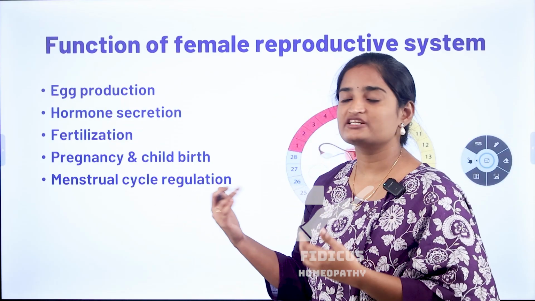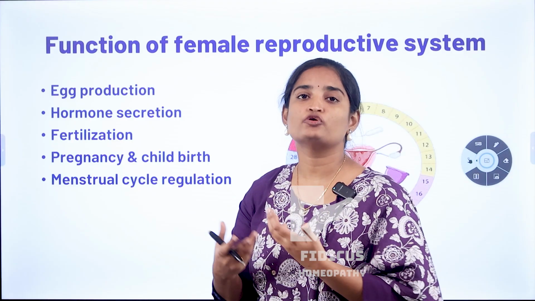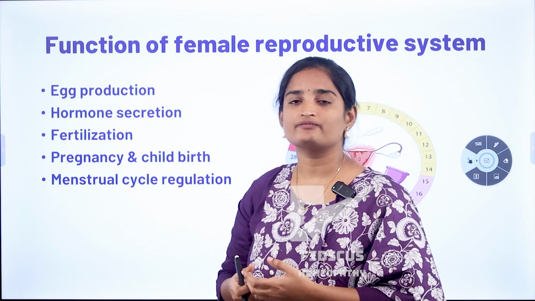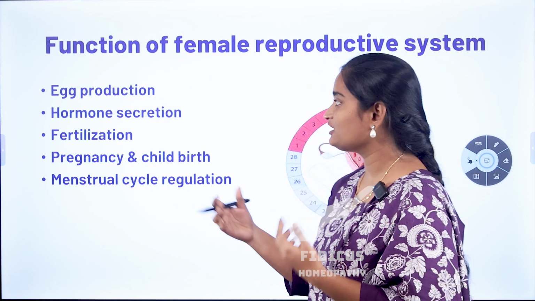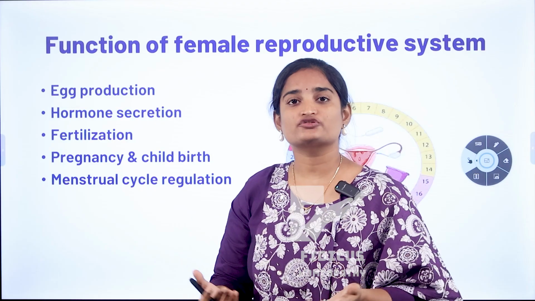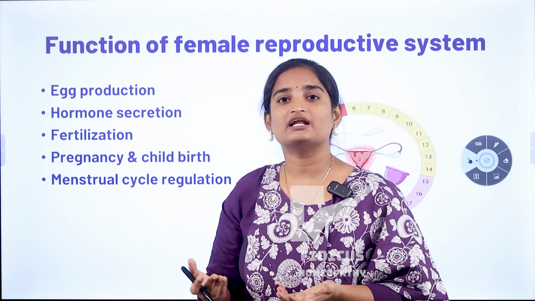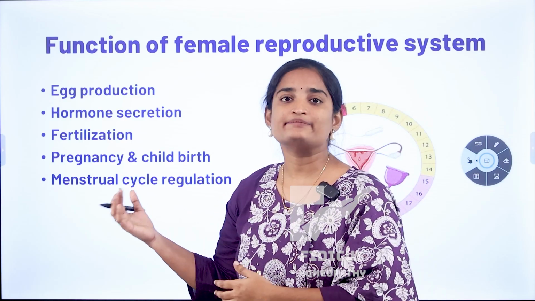Now coming to the function of the female reproductive system. The female reproductive system is one of the vital systems in our body. It helps in ovulation, which means the ovaries release eggs during each menstrual cycle. So it helps in egg production and also hormone secretion. Ovaries are the main organ to secrete hormones like estrogen and progesterone. These hormones help in the maintenance of overall female health and menstrual health, and also help in pregnancy.